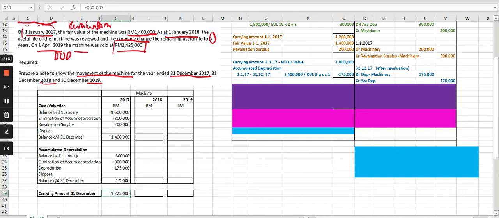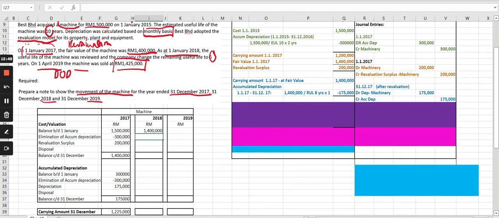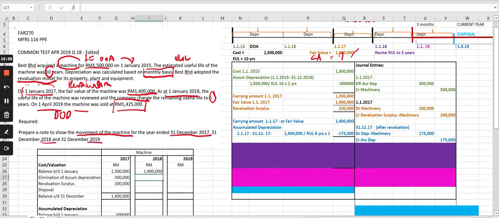So in the second year, you would see that the cost is actually the figure here, 1.4 million. It is no longer at cost, it is restated at fair value. So we'll now look at what happened in the second year. You are informed that as at 1st January 2018, the useful life was revised to 5 years. Here it was 8, now it was revised to 5 years. So you also need to recalculate your depreciation, because this is a change in accounting estimates, a change in the remaining useful life.